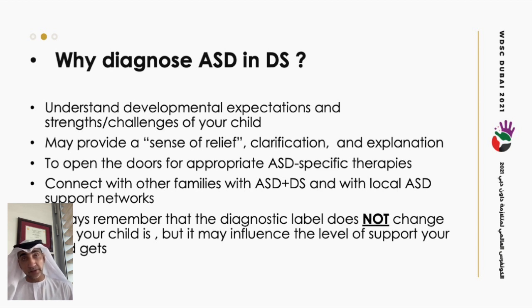So to set the developmental expectations and to identify the child's strengths and challenges in order to put the appropriate support systems in place for this child. And also, some families get a sense of relief, clarification, and explanation for why their child was struggling with these difficulties. They may have questioned, why does my child with Down syndrome struggle with friendships, doesn't have friends, and has difficulties with eye contact, unlike other kids with Down syndrome? So this comorbid diagnosis can provide answers to parents.